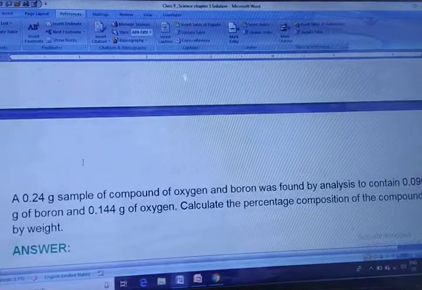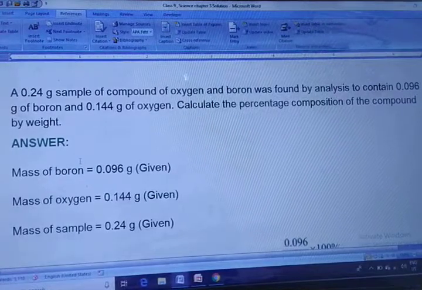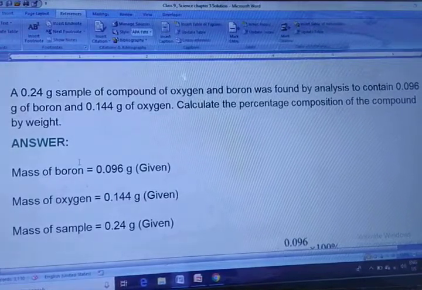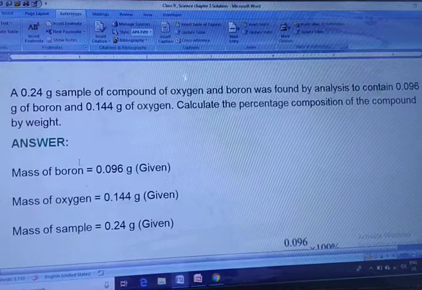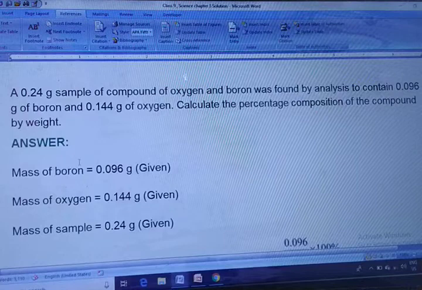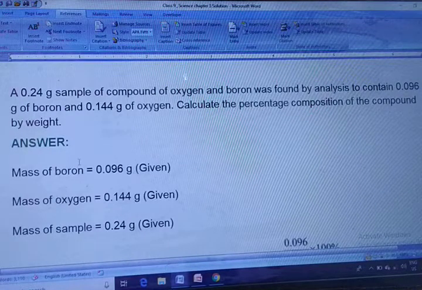So all of you are seeing these questions of mole concepts. You can write these mole concept questions in your notebook also. After writing all these answers, you can see here: 0.24 gram sample of compound of oxygen and boron was found by analysis to contain 0.096 gram of boron and 0.144 gram of oxygen. Calculate the percentage composition of the compound by weight. Mass of boron 0.096 gram, mass of oxygen 0.144 gram, mass of sample 0.24 gram.